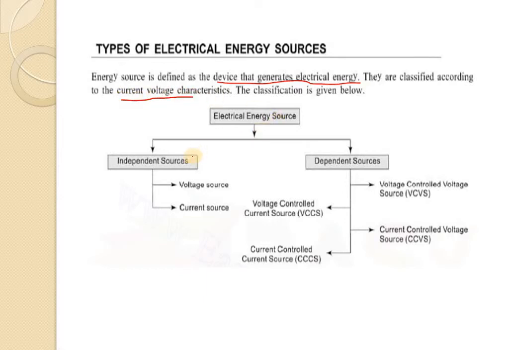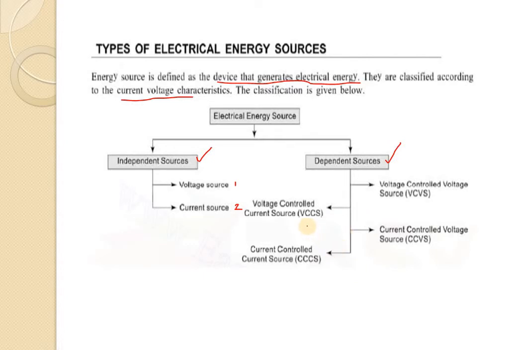Electrical energy sources are divided into two parts: independent source and dependent source. Independent sources are again of two types: one is voltage source, another one is current source. Then dependent sources can be again of four types.